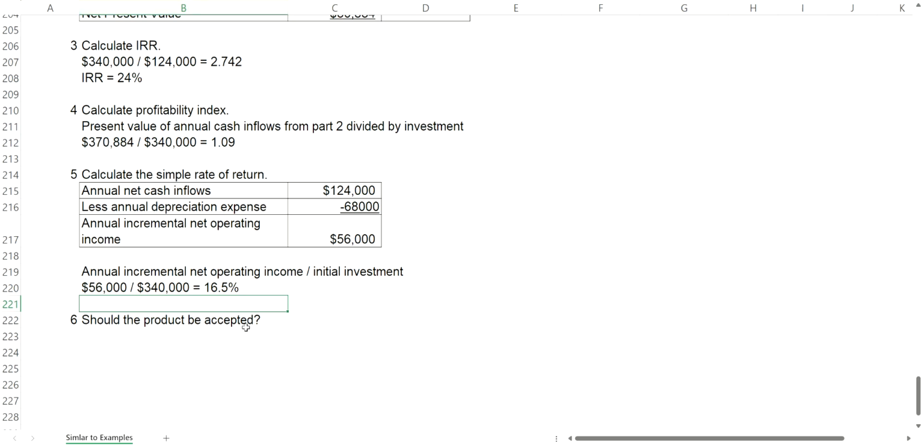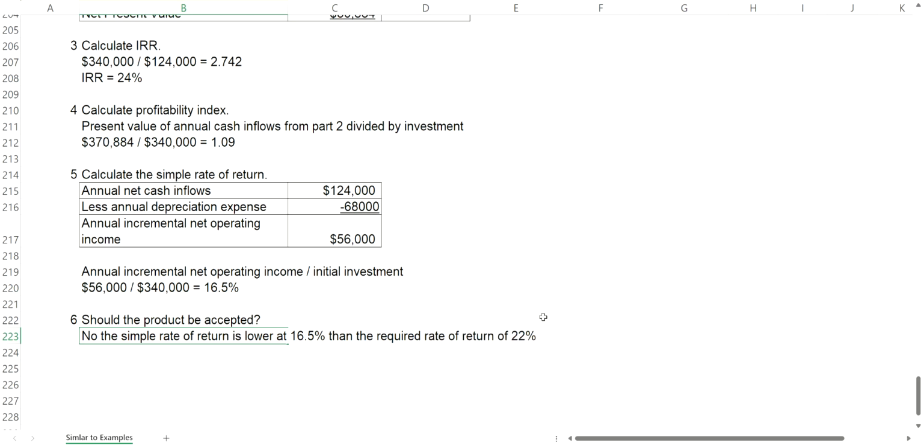So in part C, and we'll base it on the simple rate of return, should the product be accepted? No, the simple rate of return is lower at 16.5% than the required rate of return of 22%.